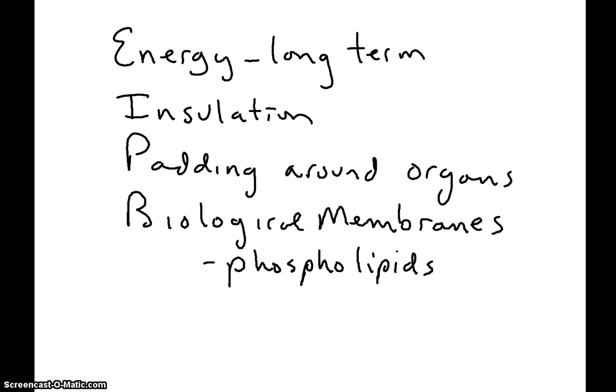So as we go through the function of lipids, the big one is going to be energy. So there's long-term energy storage, and so we can use that for a variety of activities. Insulation, okay? So if we look at seals and whales and the blubber they have, a lot of animals will use lipids for insulation. It also provides padding around organs, internal organs, as kind of shock absorbers.